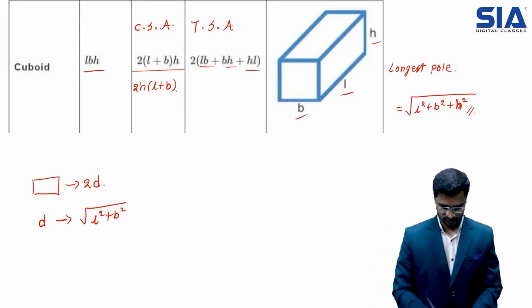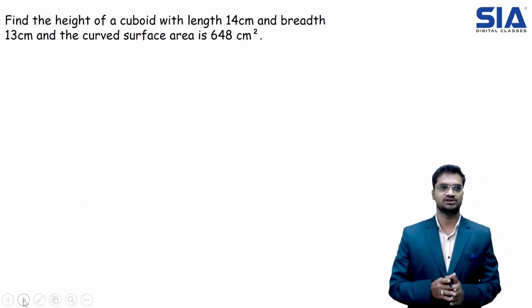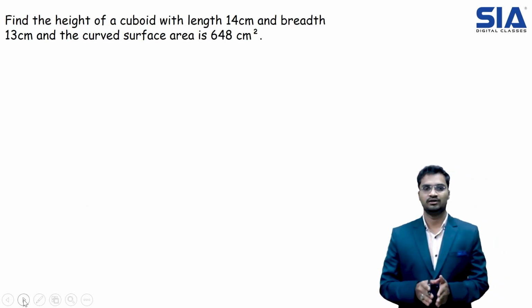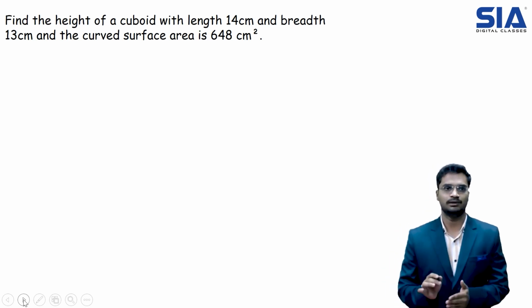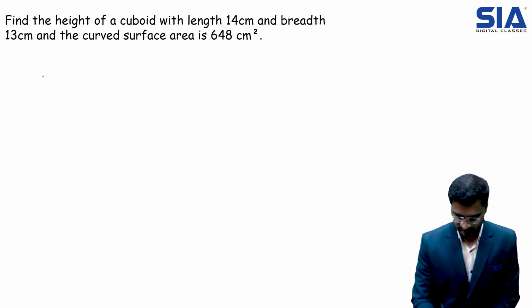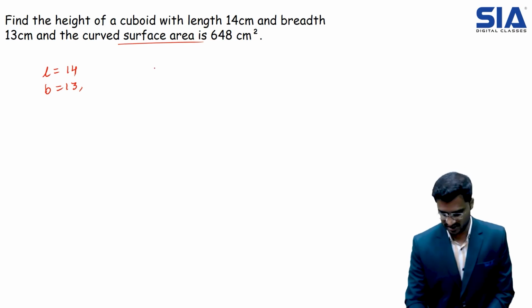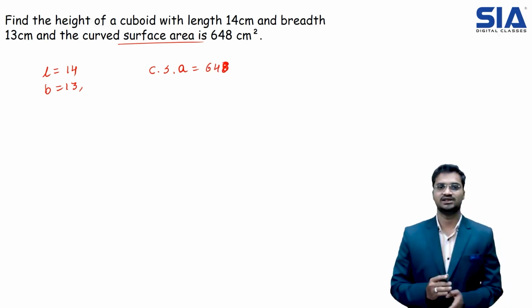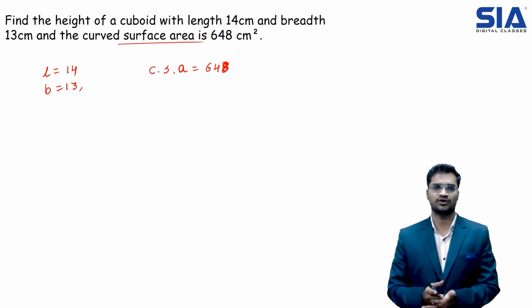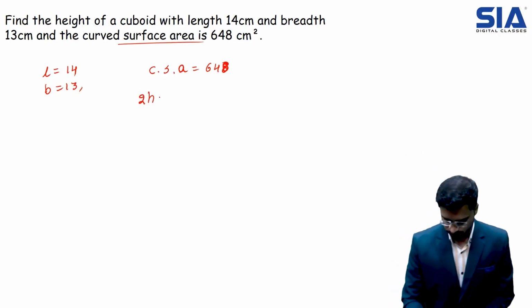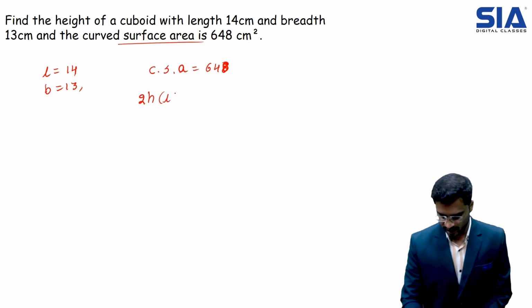Okay. Now coming to the next one: find the height of a cuboid with a length of 14 centimeters and breadth of 13 centimeters. The curved surface area, CSA, is given as 648. We know the curved surface area of a cuboid is 2 times h into L plus B, which is 648.